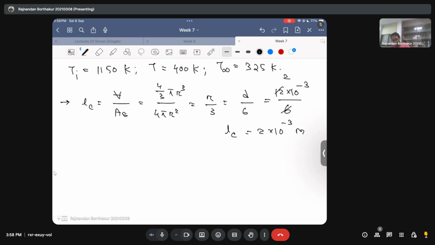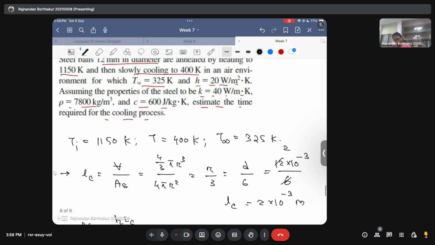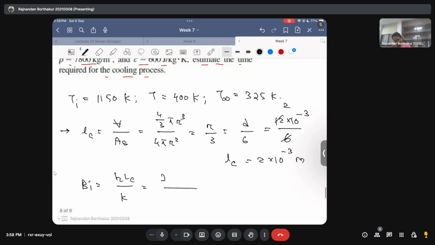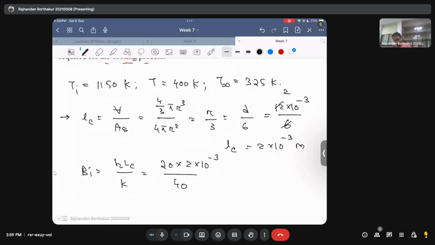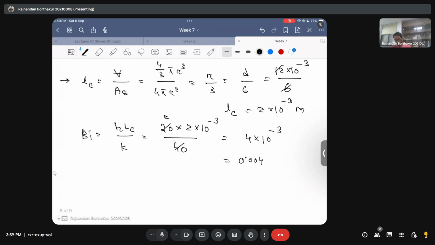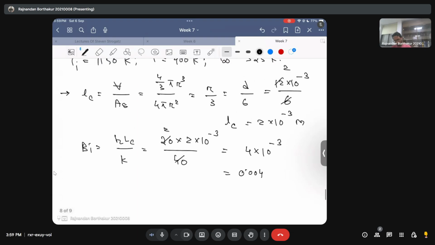So if you calculate the Biot number, which is equal to h LC by k, and substitute the values, for instance h is equal to 20 watt per meter Kelvin, LC is equal to 2 times 10 to the power minus 3, and your thermal conductivity is 40. If you calculate the Biot number, this becomes 4 times 10 to the power minus 3, which is equal to 0.004. Okay, sorry for the calculation mistake.